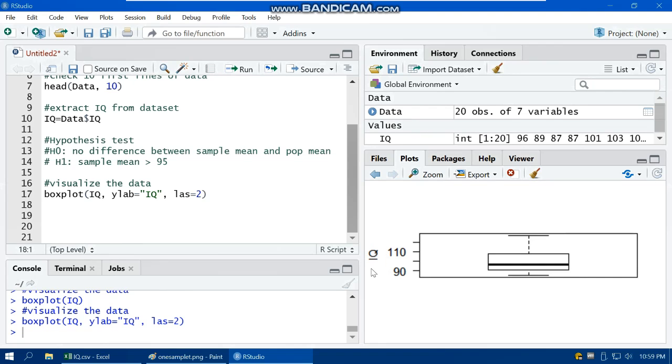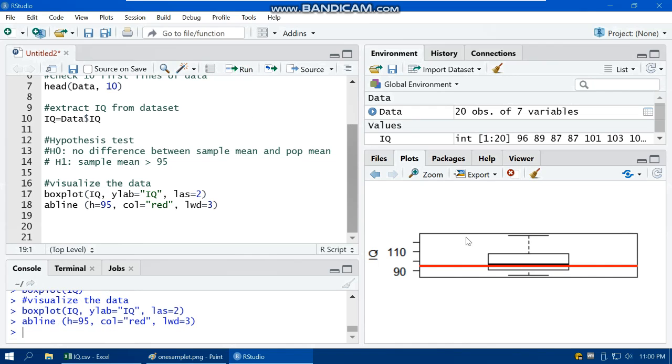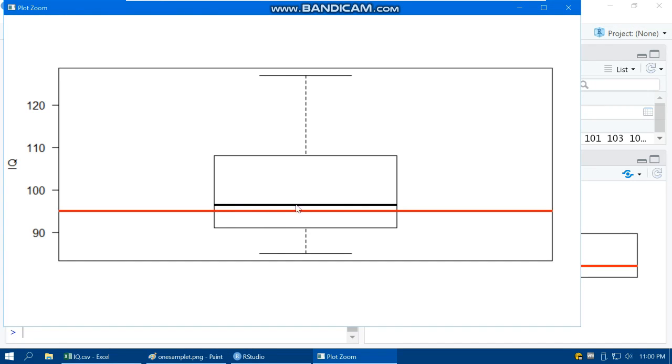We can also add the population mean to this graph, using the abline command, a horizontal line with the value of 95, with the color red and line width of, I don't know, 3. Okay, so this is population mean. Remember that this value is the median, not the mean of the data.